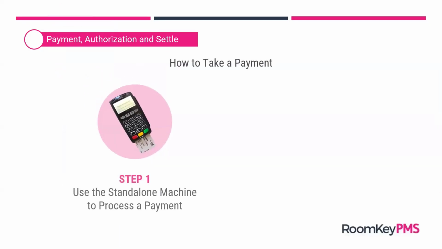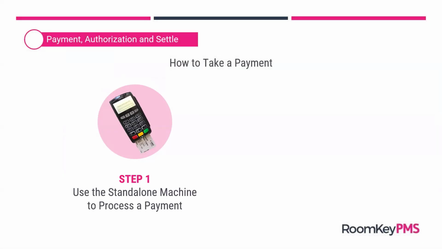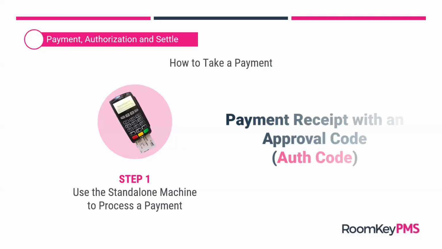The first one is how to take a payment. And we're going to look at the process that is required when you use a standalone credit card processing machine. The first step is to use the standalone machine to process a payment. So you're going to use the machine itself to record the payment. Once the payment is processed using the standalone machine, you'll typically receive a receipt with an authorization code or auth code or approval code on that receipt.